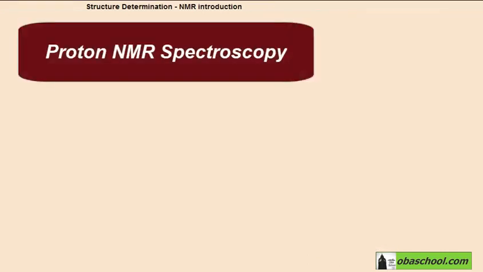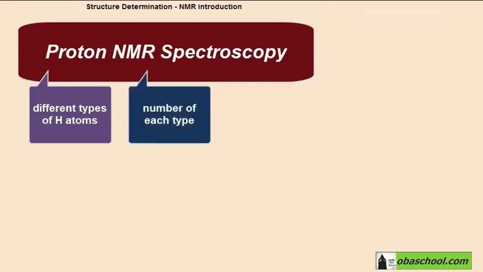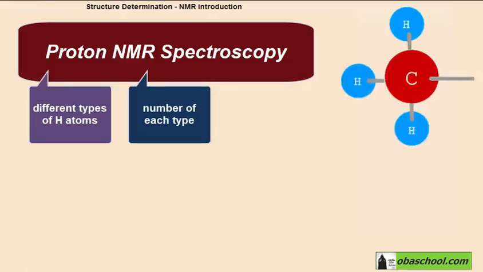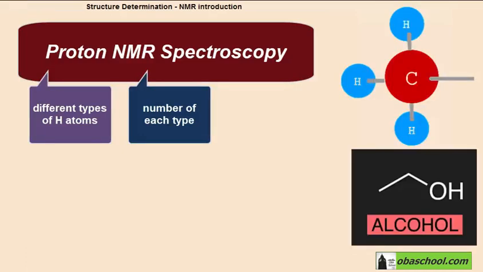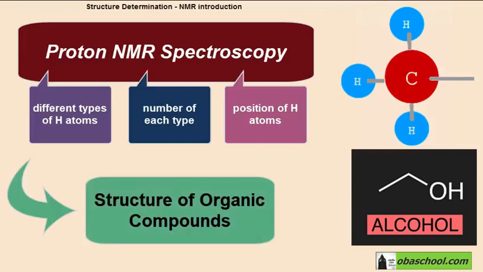Proton NMR spectroscopy gives information about the different types of hydrogen atoms in molecules. It also tells us the relative amounts of each type of hydrogen atoms. For example, the hydrogen atoms attached to a methyl group or those to a hydroxyl group. It also tells us about their positions relative to each other. And this allows us to determine the structure of organic compounds.